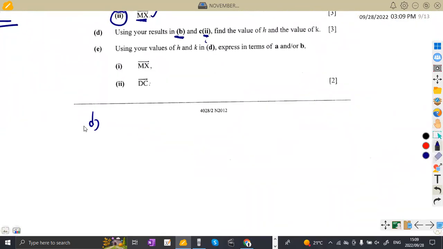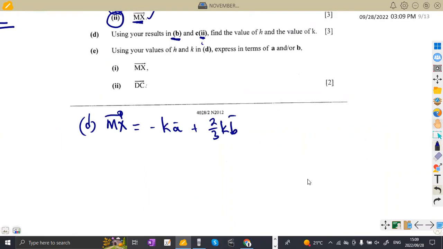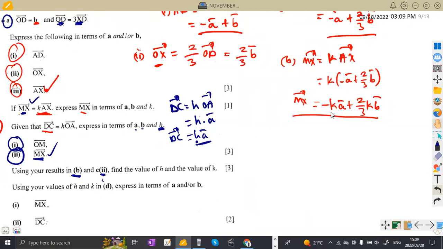Okay, so this is D. The first MX that we got from our item B, it was minus half KA. Remember, it was minus KA, not half, but minus KA plus 2/3 KB. That was our MX here, this one.